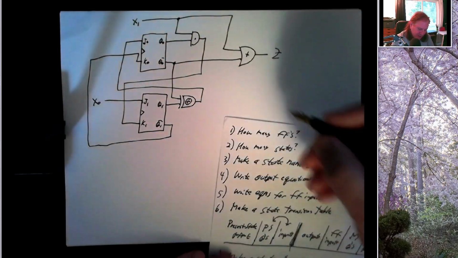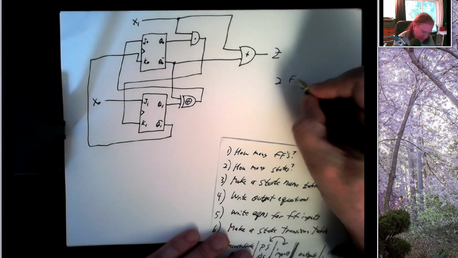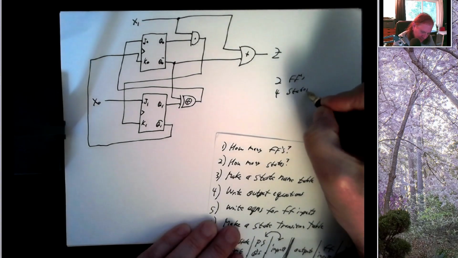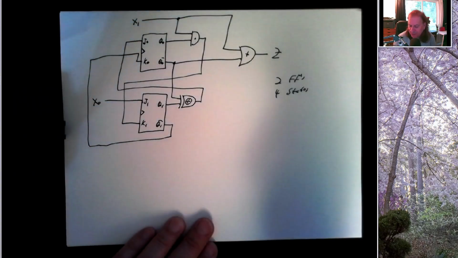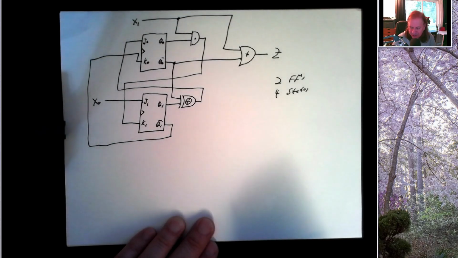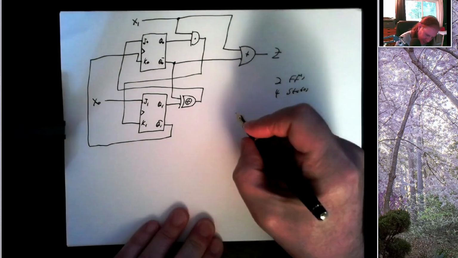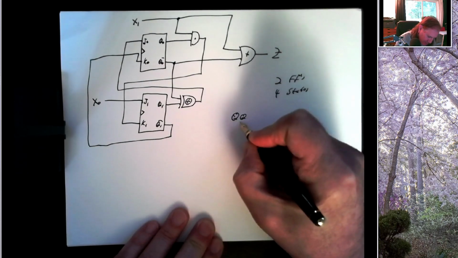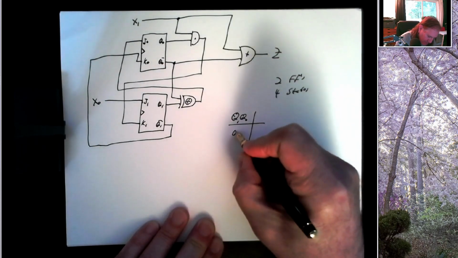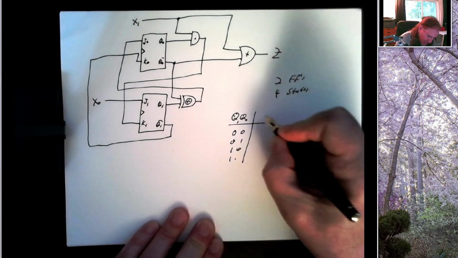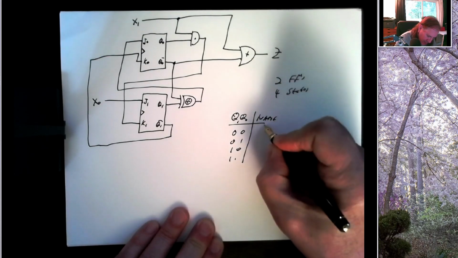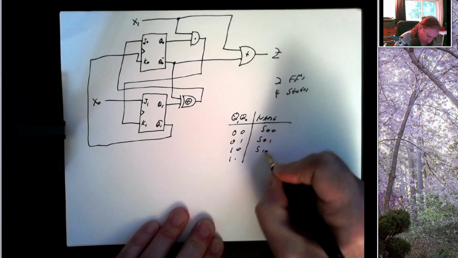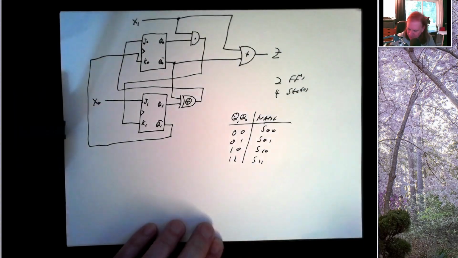So first question, how many flip-flops? 1, 2. 2 flip-flops. How many states? 4 states. Just 2 to the second power tells us how many states. So make a state name table. I'm going to list the values of Q1 and Q0, and there's 4 possibilities. And as before, I'll call these S00, S01, S10, and S11.